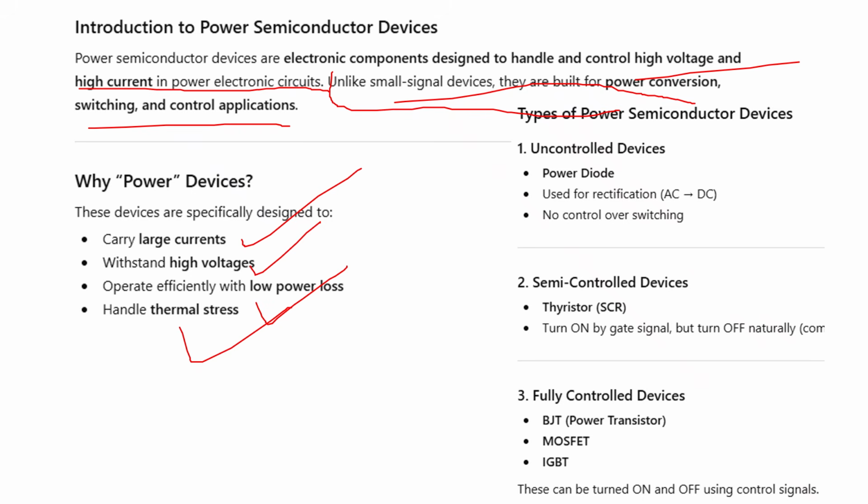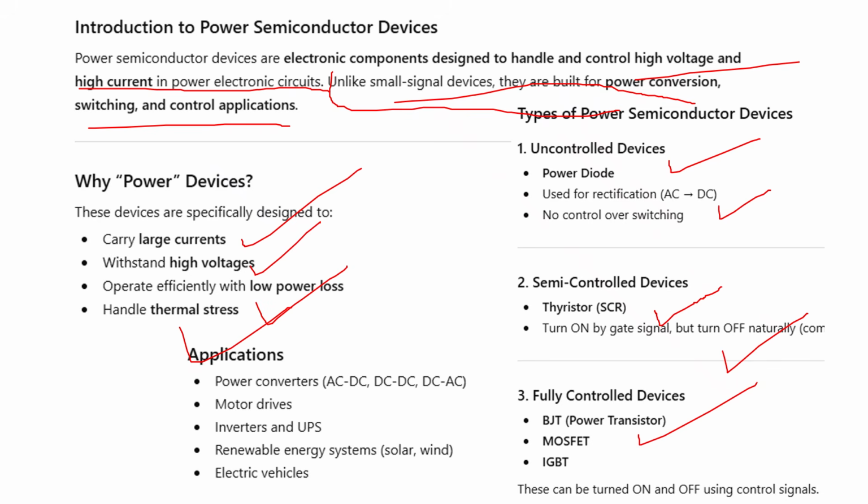Then the types of power semiconductor devices. Uncontrolled devices, maybe the power diodes, are used for rectification purposes. Semi-controlled devices, your thyristors, are turned on by a gate terminal, and then turn off naturally. Fully controlled devices like BJT, MOSFET, IGBT can be turned on and off using control signals, especially the gate terminal.